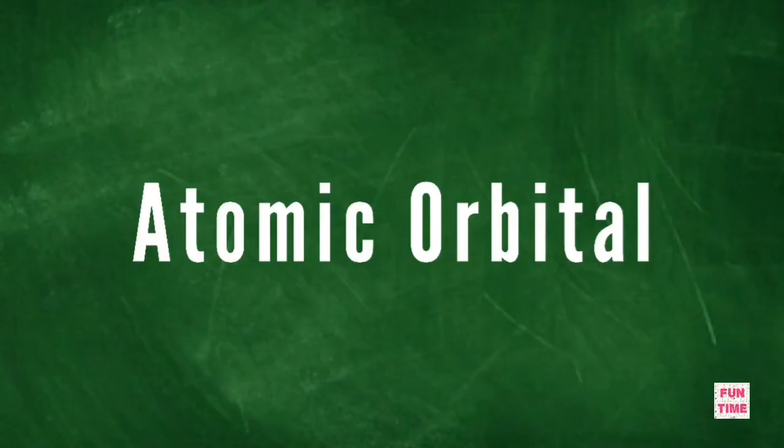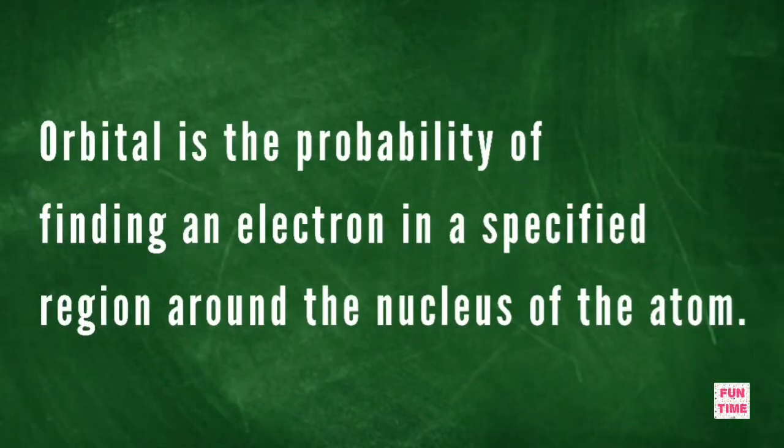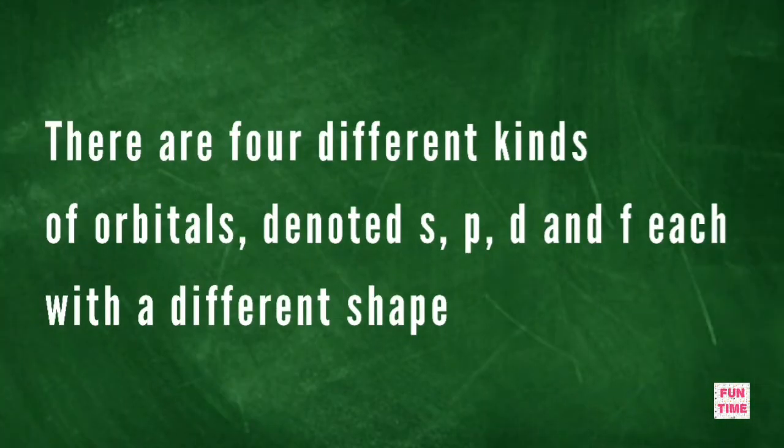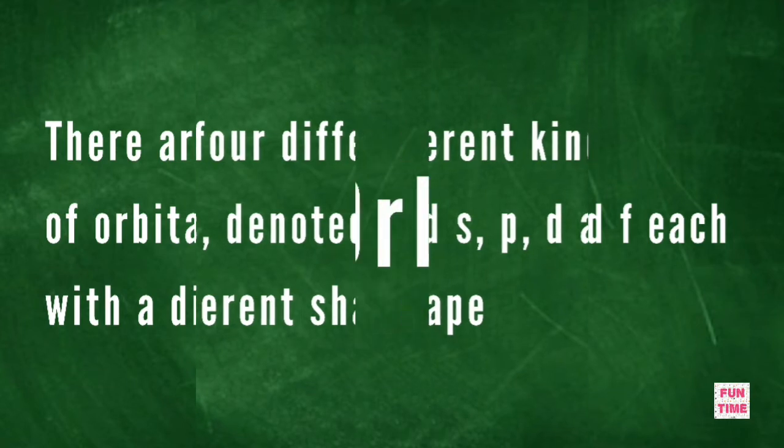Atomic orbital. Orbital is the probability of finding an electron in a specified region around the nucleus of the atom. Atomic orbitals are mathematical functions that describe the wave nature of electrons in an atom. There are 4 different kinds of orbitals denoted S, P, D and F, each with a different shape.